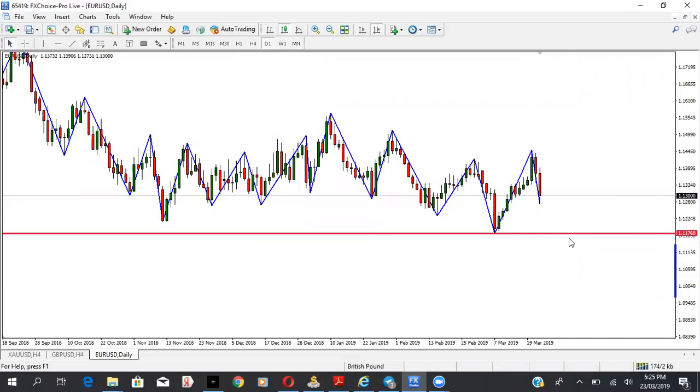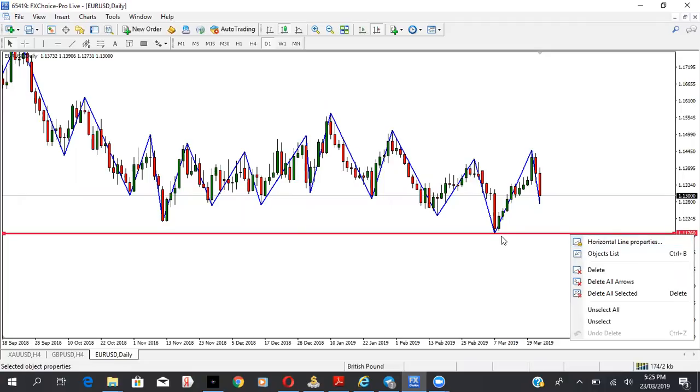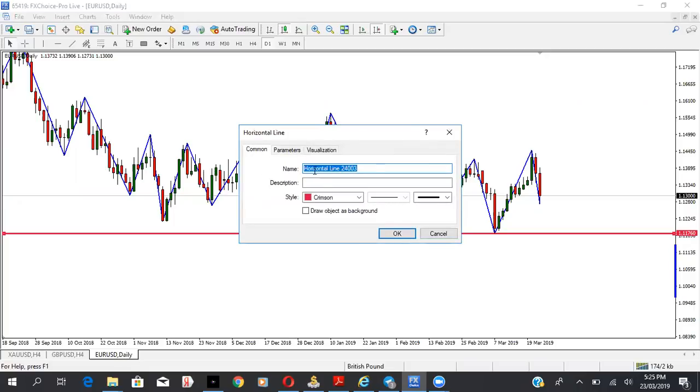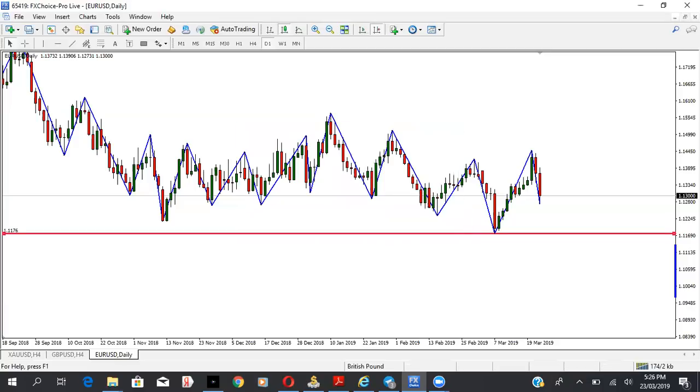There's one other thing sometimes. When this happens, it doesn't mean that this level is secure, because you've done that. If you still move it, you might not remember where the level is. So you go back to the horizontal line properties, go to description, 1.1176. Then you place it there. If you select this draw object as background, let me show you what will happen. You will not see the price value here. It will be invisible here. And if you notice now, you have the value here. The value is showing here, 1.1176.